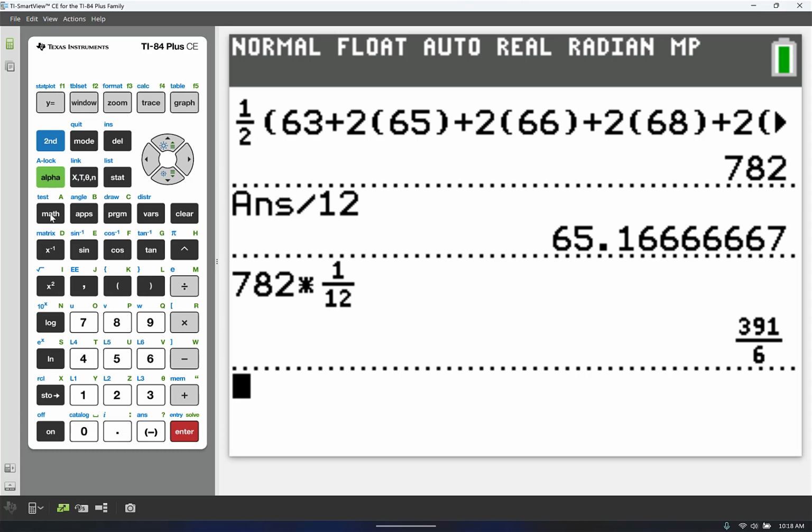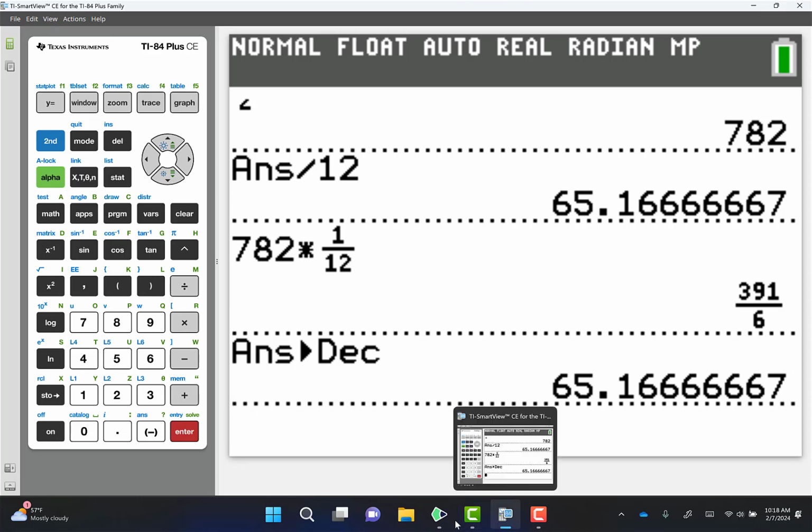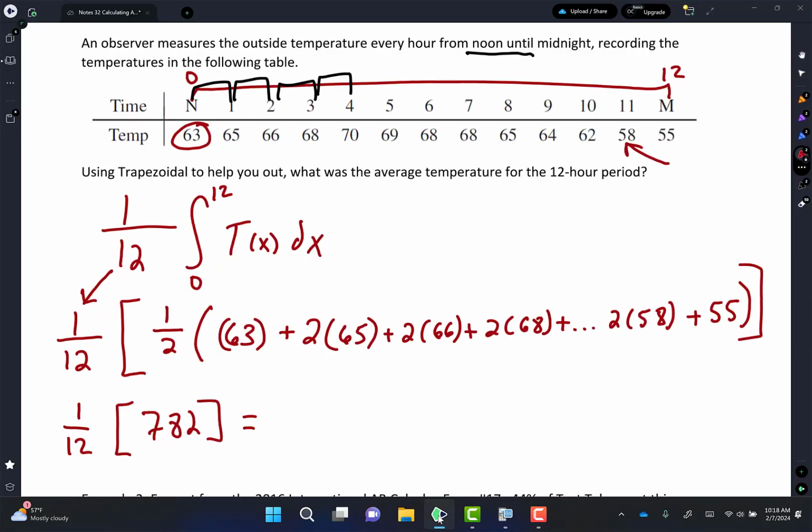If you don't, okay, push math, number 2 decimal, and there it is. Did we get the same thing? 65.166666667. 65.1666667 degrees Fahrenheit. That is the average temperature.